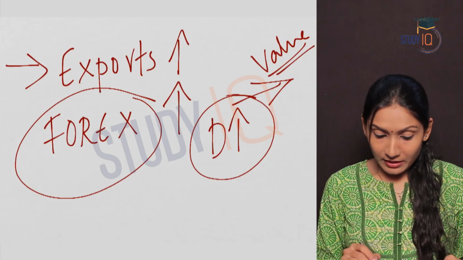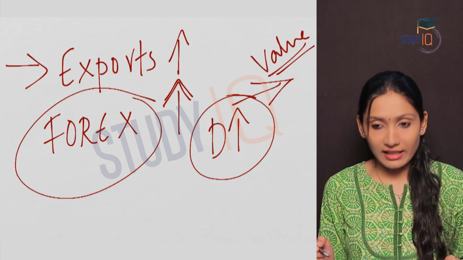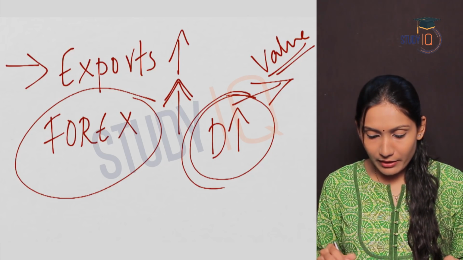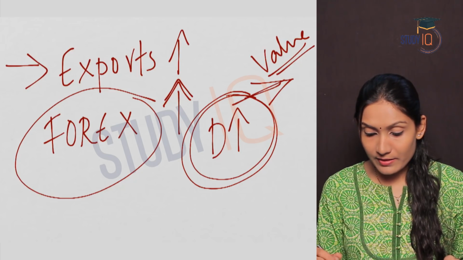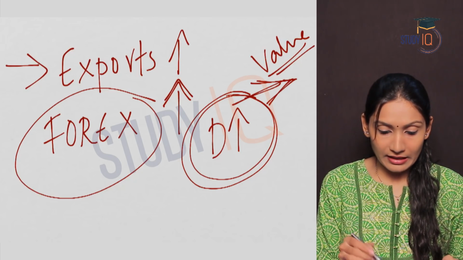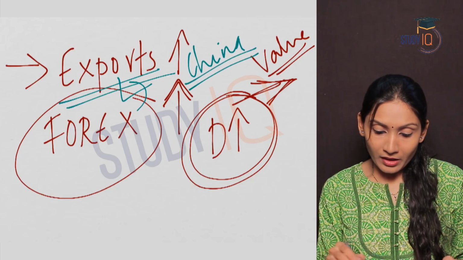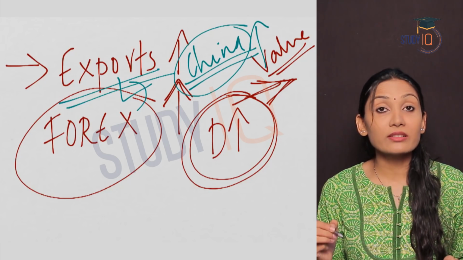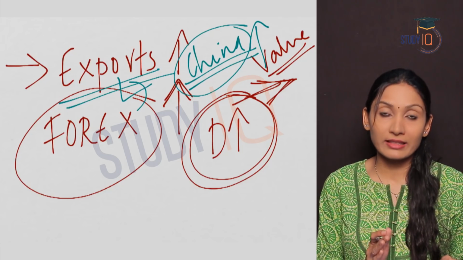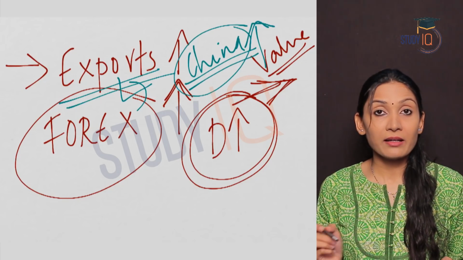So more exports, more will be the forex reserves of that country, which means the demand of the currency will also be high, and this will lead to increase in the value of currency. So here you can remember the Chinese example. China has increased its exports in order to maintain more in the forex reserves and to stabilize their currency.